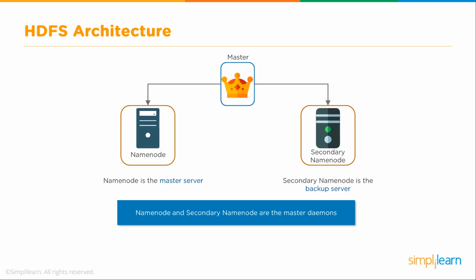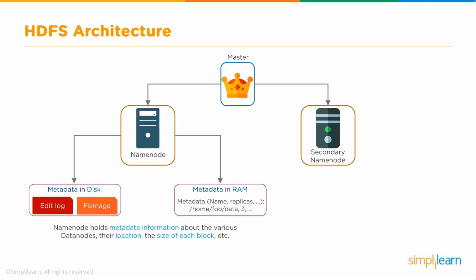This is the important part. The name node and the secondary name node are the master daemons. This is where your daemons, not demons, but daemons, this is where your master daemons are. And so when we look at the name node and what's coming out of the name node, we have the metadata in disk.